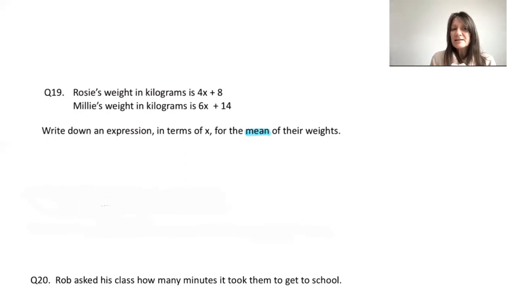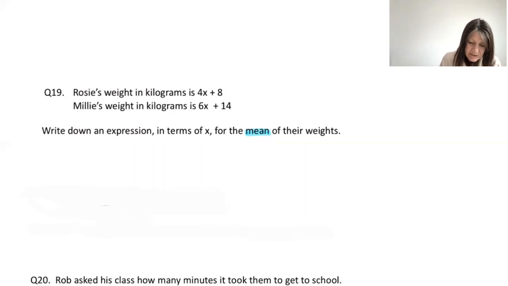We've got to write down an expression. So we're going to be writing down something that looks like this. Okay, it says in terms of x, that means that x will be in our answer. So we're going to have a piece of algebra with an x in it, and it's going to express the mean of their weights. Mean doesn't change just because they've not really given us numbers, they've given us algebra. It's add them all up and divide by how many are there.